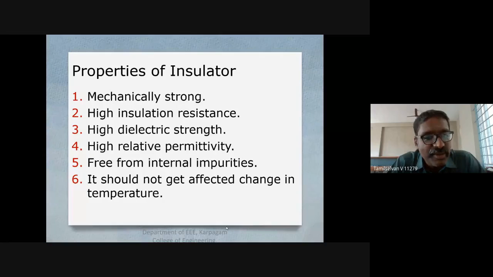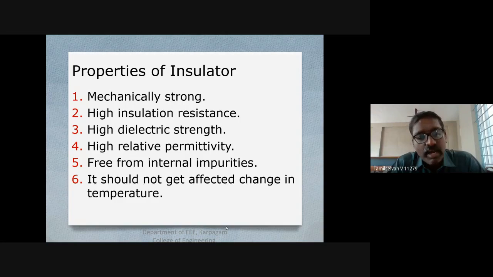Then the next thing is high relative permittivity. If it has high permittivity, then the dielectric strength will be high.